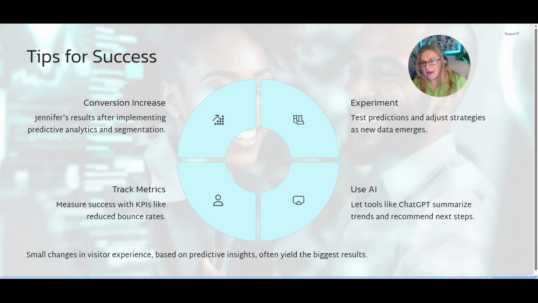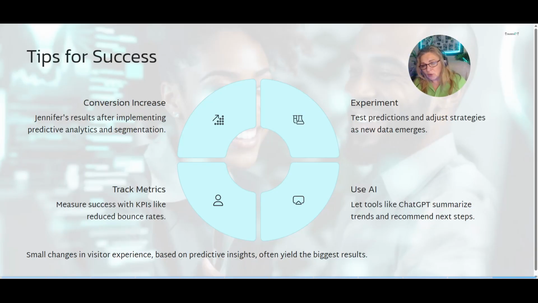And then use AI for clarity. Don't drown in dashboards, and let GPT summarize what's working, what's not, and what to do next. And think of it as your own personal analyst without the salary, of course. Then track the metrics that actually matter. So look beyond the vanity numbers and keep an eye on bounce rates, session duration, and click-throughs. And these tell you if people are actually engaging or just skimming and then quitting.